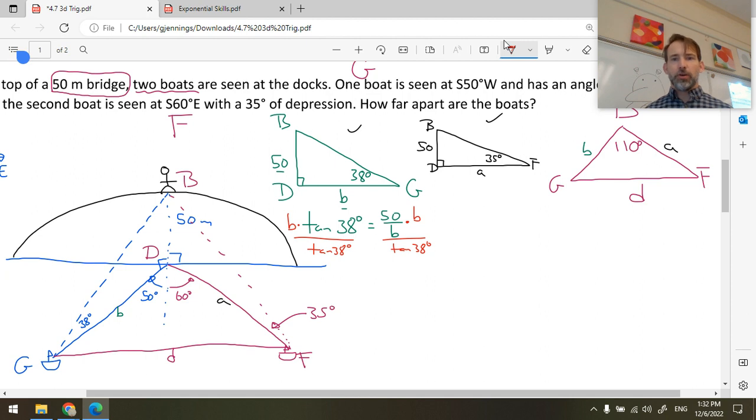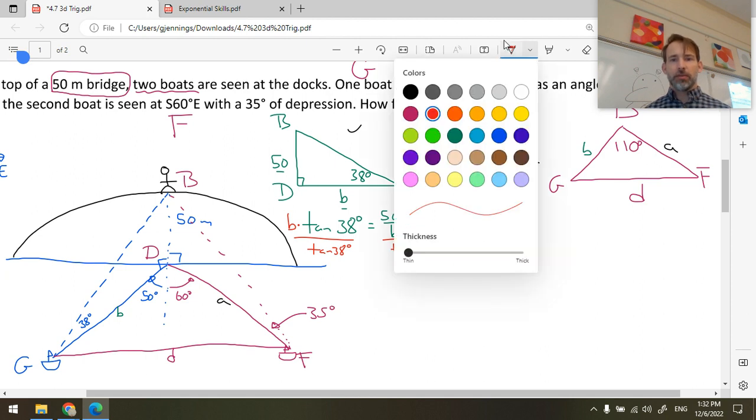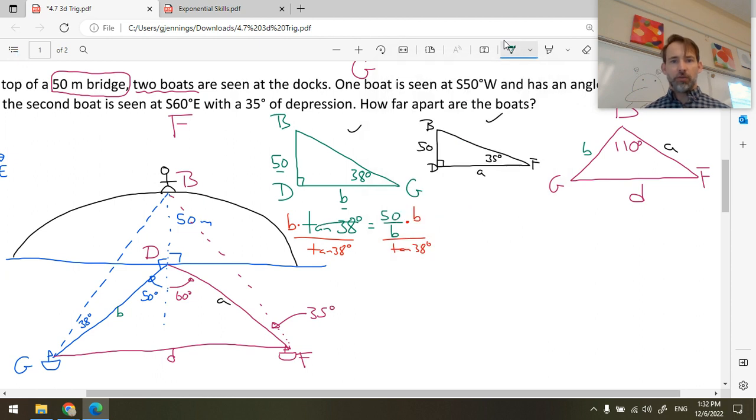Okay. And so here are our cancellations that we get. Some delightful cancellations happen. We are going to cancel tan 38 and tan 38, leaving b alone on that side. So b equals 50 multiplied by b divided by b. So those b's cancel. So that's 50 divided by tan 38.